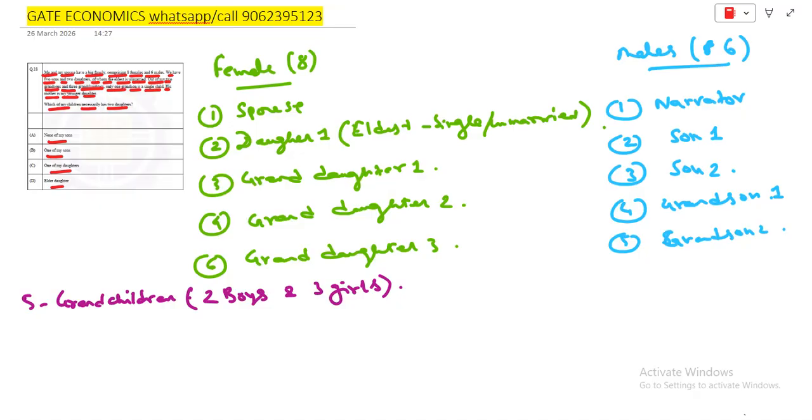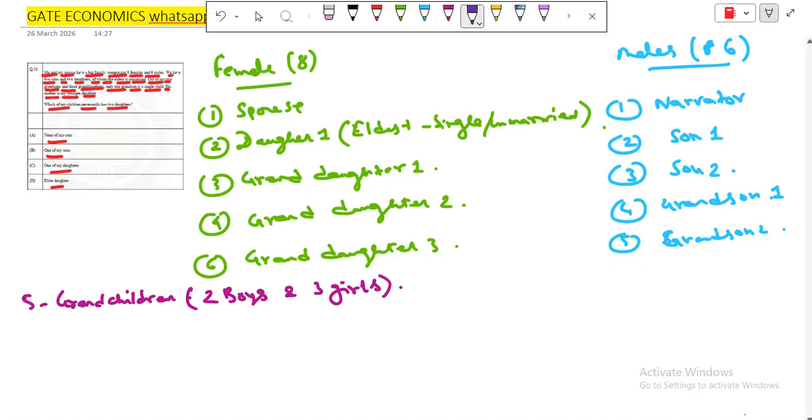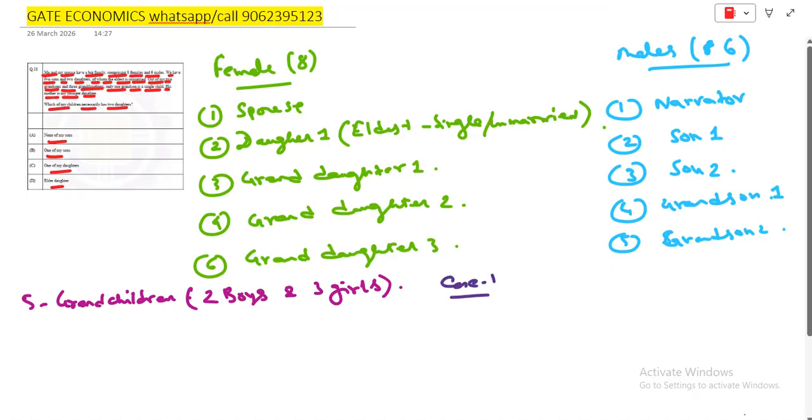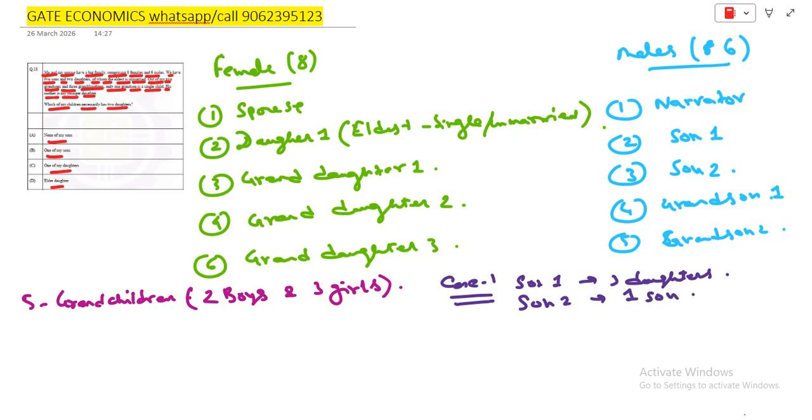So, who is responsible for the remaining 4 grandchildren? 1 grandson and the 3 granddaughters. The 2 sons must be the parents of these 4 kids. Now, let's distribute the 4 kids among the 2 sons. We have 1 boy and 3 girls left to assign. So, let's take 2 scenarios. Scenario number 1: son 1 has 3 daughters and son 2 has 1 son.